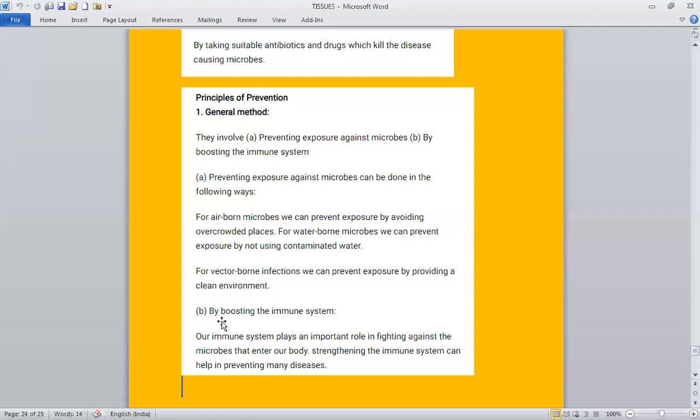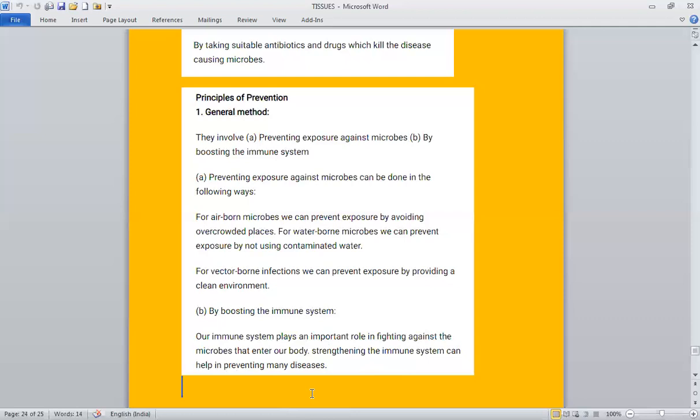Boosting our immune system plays an important role in fighting against the microbes. If we have a strong immune system, then chances of getting sick are less. Our immune system plays an important role in fighting against the microbes that enter our body. Strengthening the immune system can help in preventing many diseases.